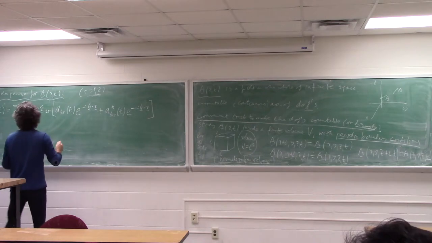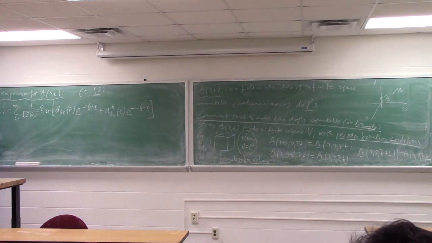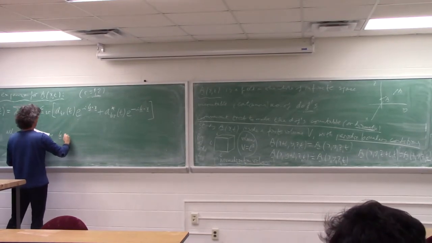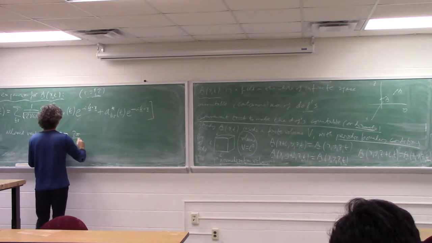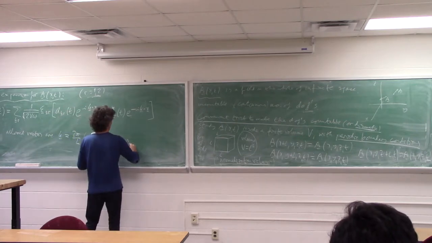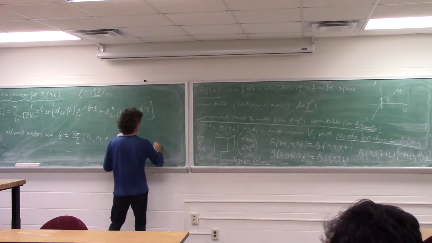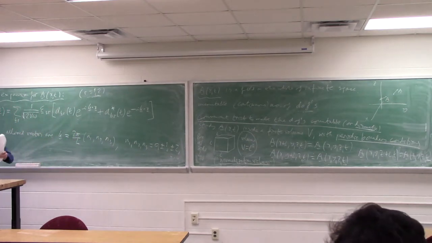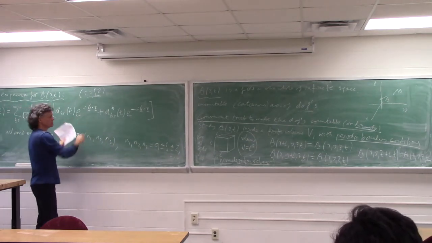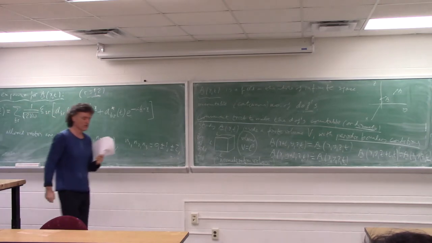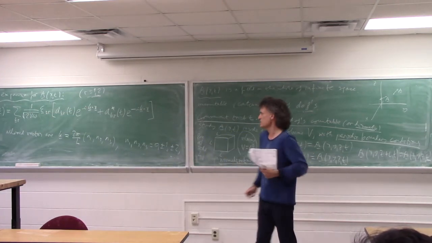The bit I want to concentrate on is the allowed wave vectors k, where k is equal to 2 pi over L times n1, n2, n3, where n1, n2, and n3 are integers, positive, negative, or zero. So never mind about these other factors for the moment. Just think about the following: at a fixed time t, I want to make a Fourier expansion of the field as a function of position.